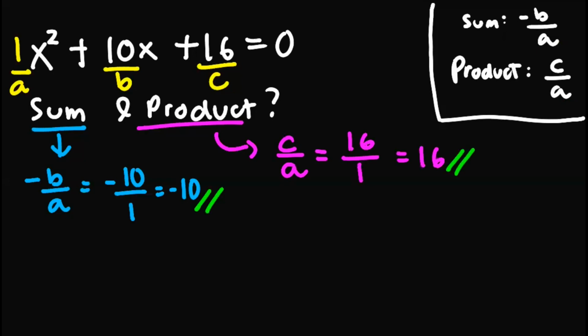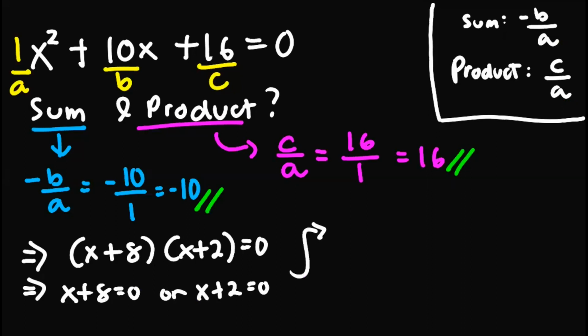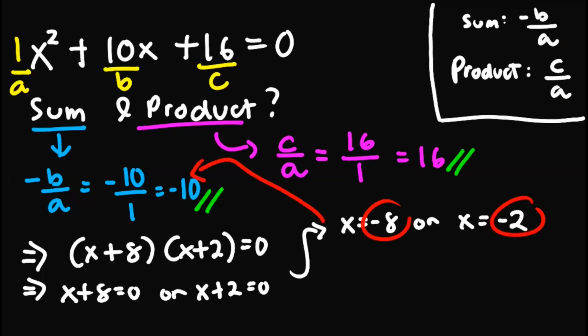If you want to verify, note that we can factor the given into (x + 8)(x + 2) = 0, which will yield x + 8 = 0 or x + 2 = 0, or x = -8 or x = -2. Observe that if we add these two, we'll obtain -10.